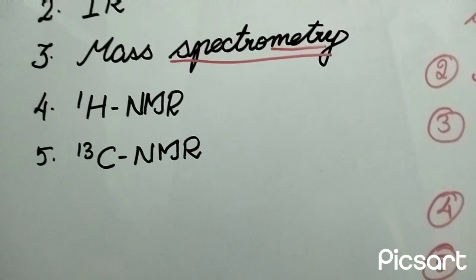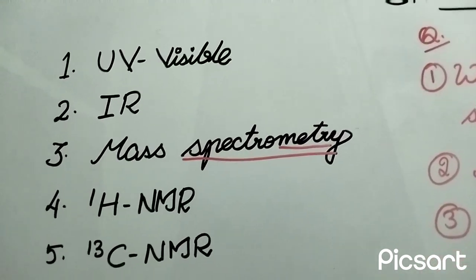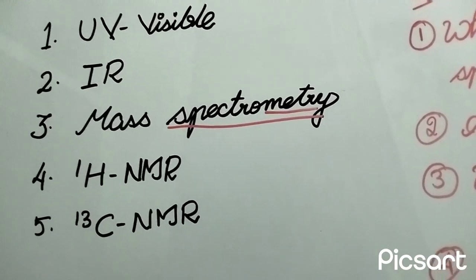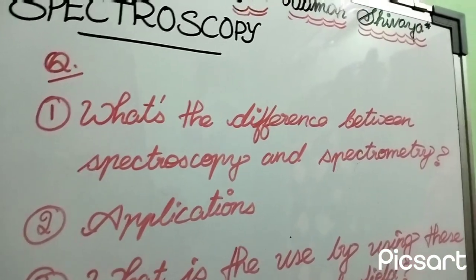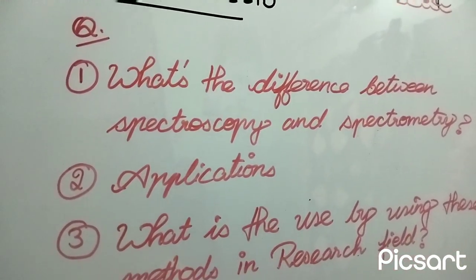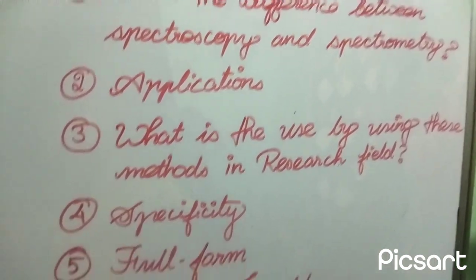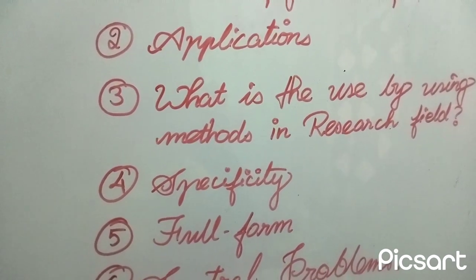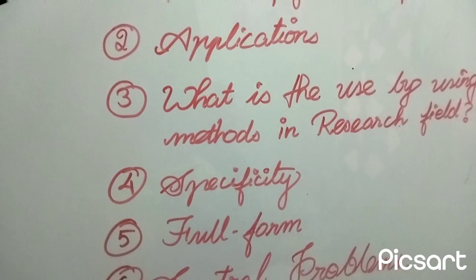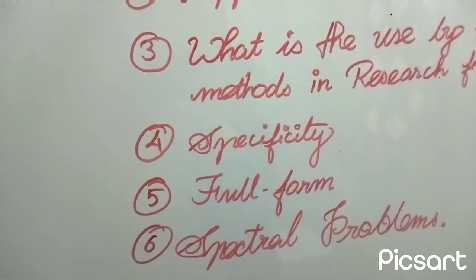By telling this spectroscopy, spectrophotometry, our mind should ask some questions. What are those? First, what's the difference between spectroscopy and spectrometry? The next one is applications. The next one is what is the use of these methods in the research field. Next is, by using these spectroscopies or spectrometric methods, what specificity we will get, and what are the full forms for this UV, IR and all.